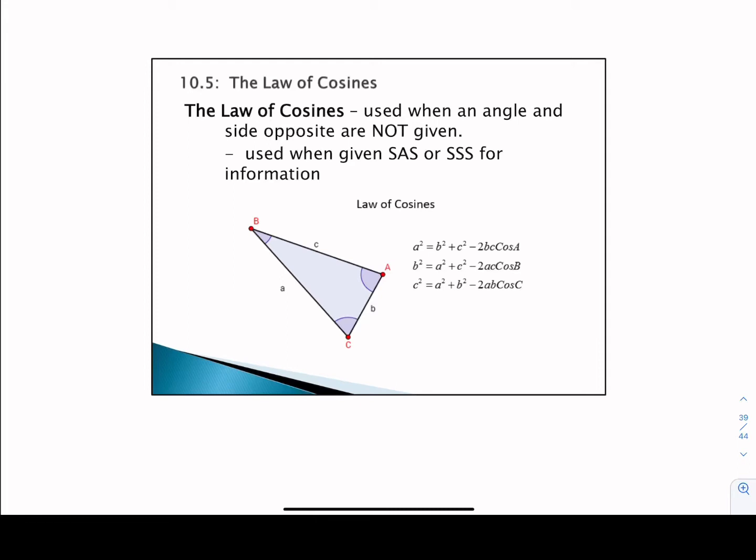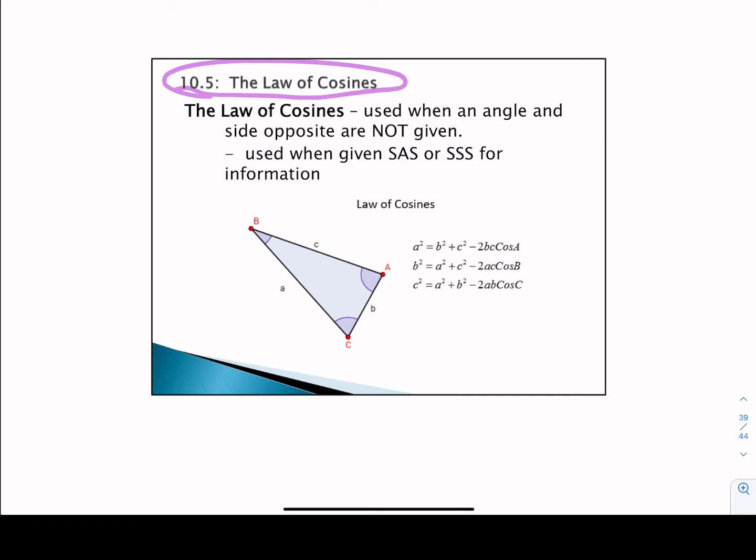Hi everyone, welcome to section 10.5 where we explore our last law for solving triangles. This section focuses on something called the law of cosines, and we need another law because sometimes, given information in order to solve a triangle, we're not necessarily given an angle and side opposite. When we are given an angle and a side opposite, we know of course we can use the sine law, but what happens if we're not given an angle and a side opposite?